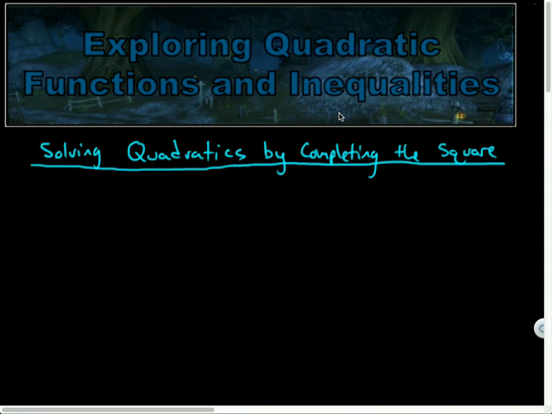We're talking today about solving quadratics by completing the square, right? So first of all, you guys are probably like, I don't know what it means to complete the square. Good news, I'm going to teach you. It turns out it's going to be related to our perfect square trinomial pattern. Do you guys remember that?